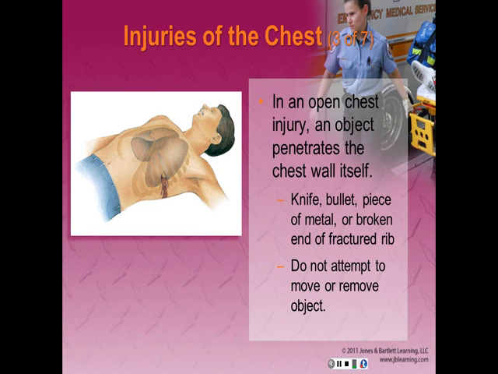In open chest injuries, an object such as a knife, bullet, piece of metal, broken end of a fractured rib, or other items or objects may penetrate the chest wall itself. They cause instant damage, but symptoms develop over time. An impaled object will remain in place, and you should not attempt to move or remove it. It may be occluding the hole in a punctured vessel, and removal may cause heavy bleeding, and it can also cause additional damage during the removal process.